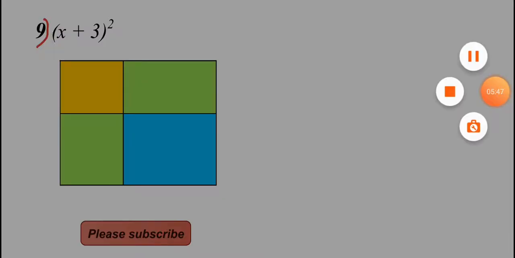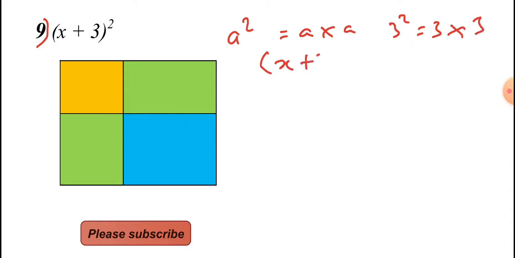Question 9, we've got x plus 3 squared. Now it looks a bit different, but it's actually exactly the same. Think about it, what does x plus 3 squared mean? Well, if I had a squared, that means a times a. If I have 3 squared, it means 3 times 3. So likewise here, x plus 3 squared means x plus 3 times x plus 3.